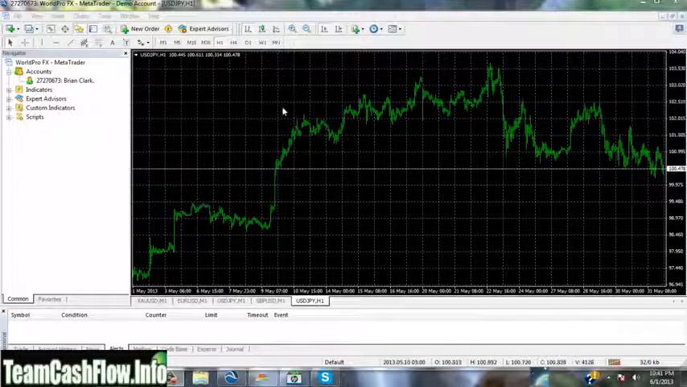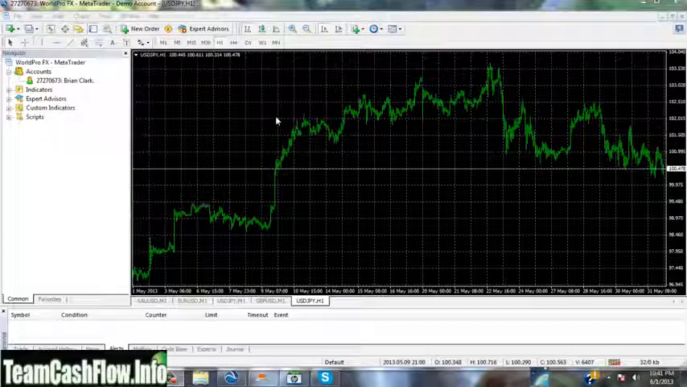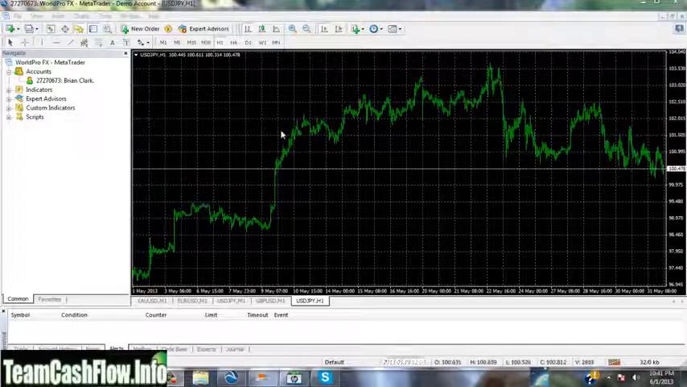Hello, welcome. It is June 1st, 2013, and I'm just going to go over my support and resistance strategy and my pattern strategy. These are the two core strategies that I like the most and that have been consistent earners for me and have actually helped me double my profit, double my capital last month.